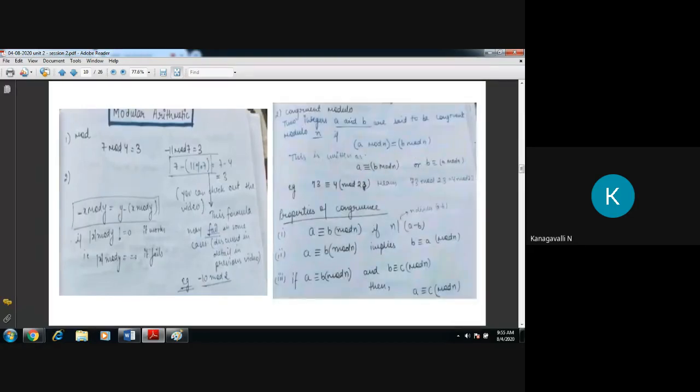Just write this definition in your notebook. Congruent modulo: two integers A and B are said to be congruent modulo n if A mod n equals B mod n. How do you rewrite your sentence? You have to remove your equal symbol, then you can write congruent, right? Congruent represents the three-line symbol. So A congruent to B mod n or B congruent to A mod n, right?